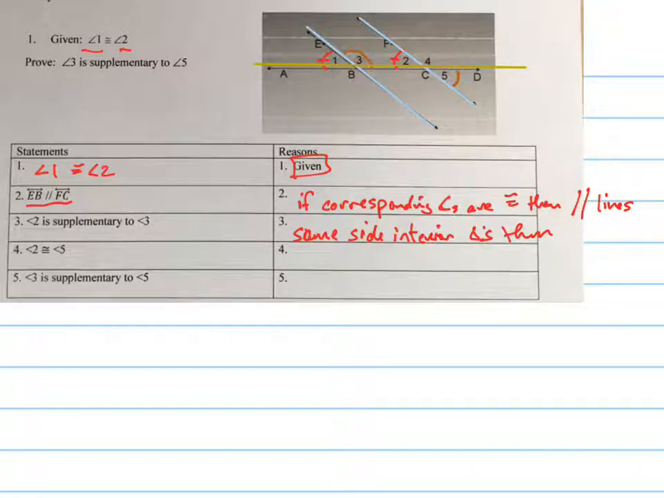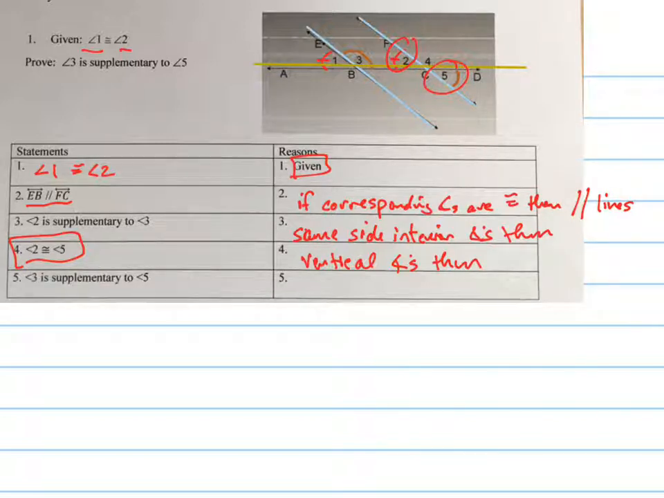Now, number 4 says that angle 2 is equal to angle 5. I look at angle 2 and 5, and what do you notice about those two angles? What kind of angles are they? Vertical. Good. Vertical angles, so we call it the vertical angles theorem, because there's a theorem that says anytime you have vertical angles, they're congruent to each other. And then number 5, angle 3 is supplementary to angle 5.